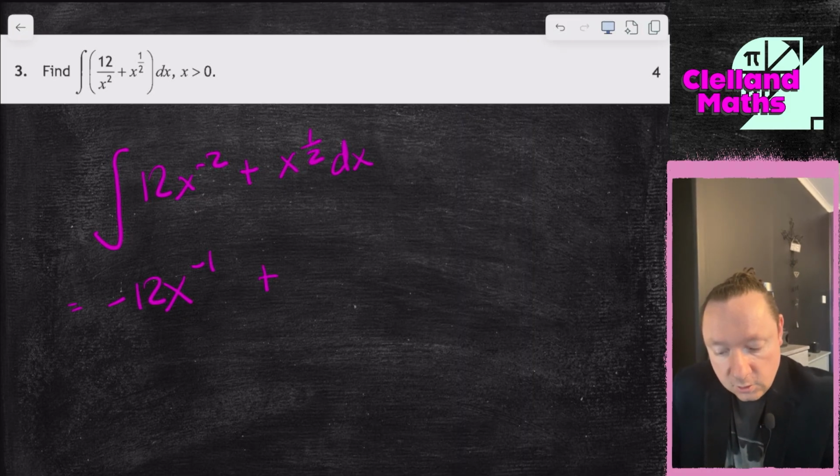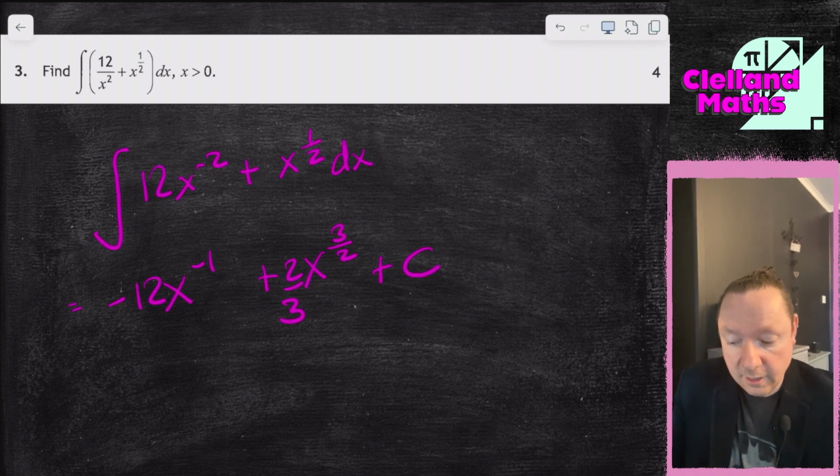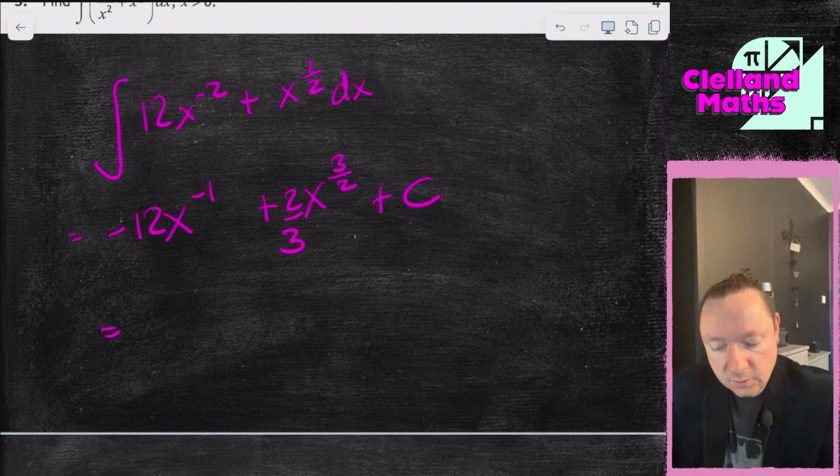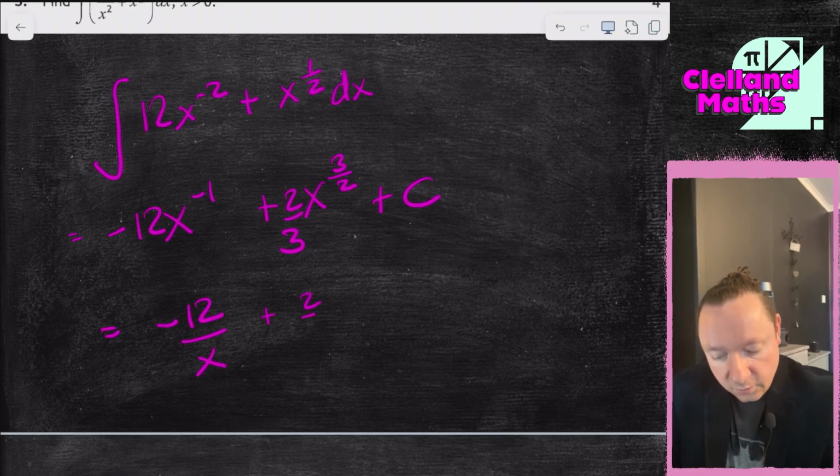Add 1, so that's 3 halves. And when you divide by 3 halves, it's the same as doing 2/3. And then you've got plus c. And really, that's it. But I'll probably make it look neater, just for the sake of it. It doesn't tell you to really do anything with positive powers or anything. Minus 12 over x, plus 2/3 x to the 3/2, plus c.